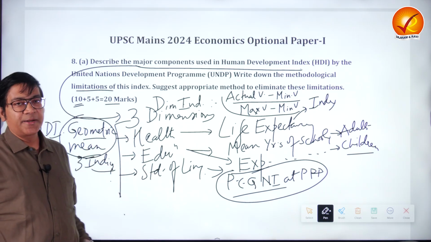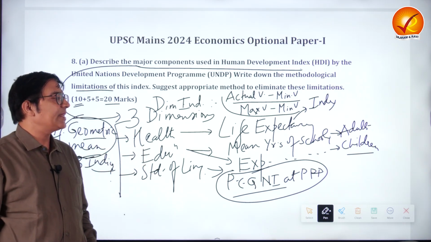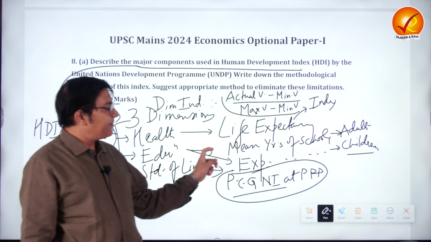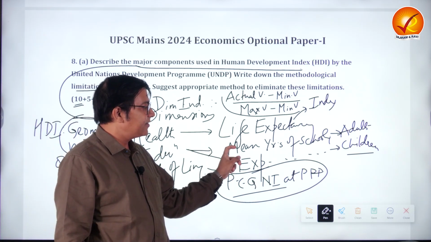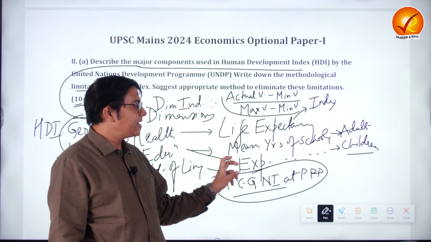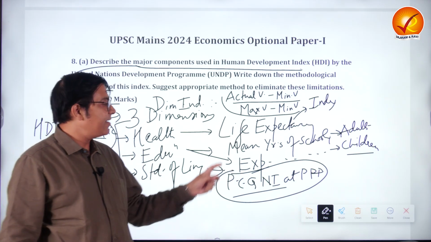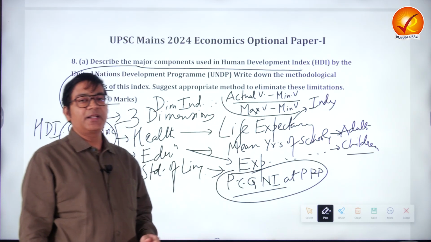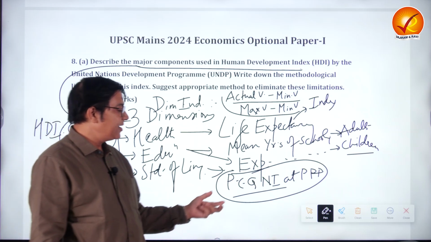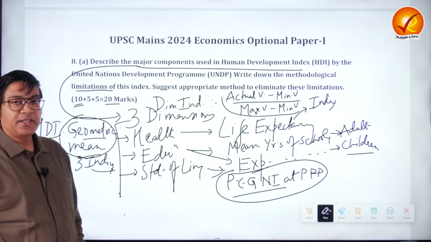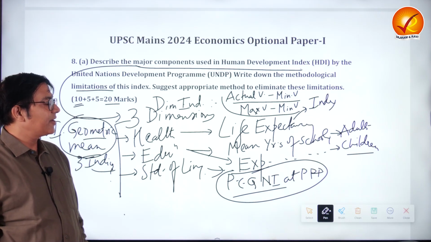They are all important, but combining them in a mathematical way is not very fair. Again, we are combining very different things in education, average and expected. Expected is a probabilistic measure, average is the actual. Life expectancy is also an expected variable. Per capita gross national income, etc. is the actual one. So that is another issue that you can talk about.